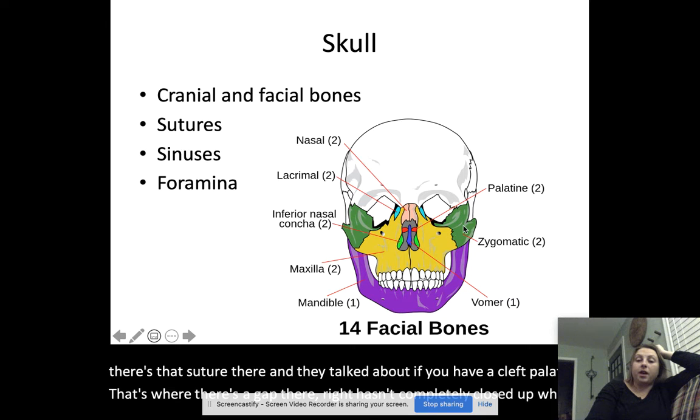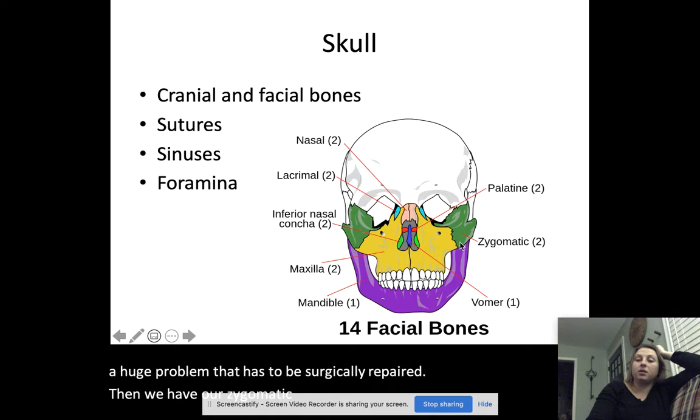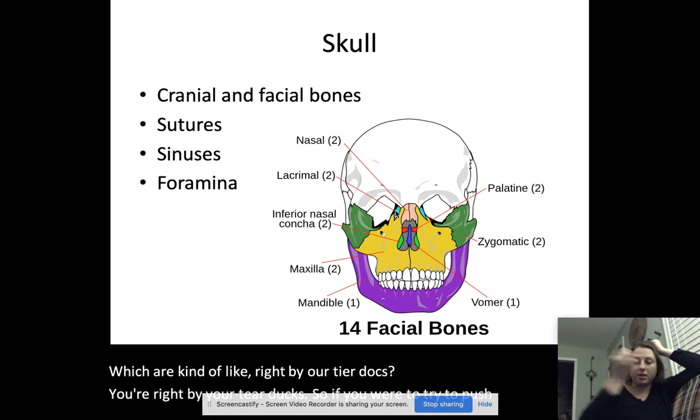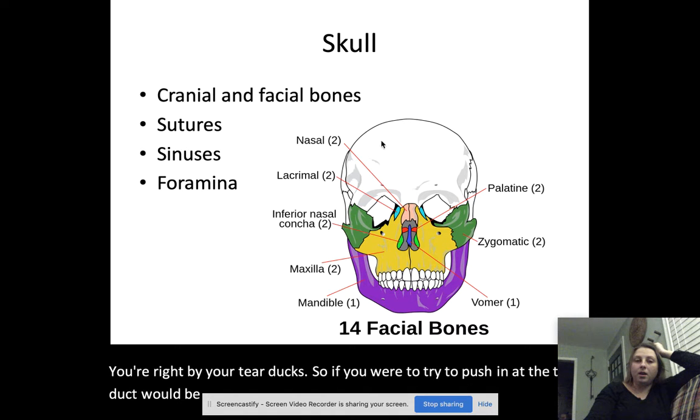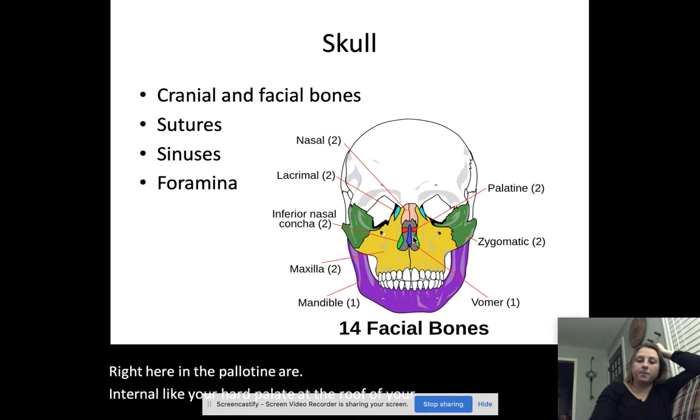Then we have our zygomatic arch, our cheekbones. Okay, zygomatic. All right. And then we have lacrimal, which are right by our tear ducts. So if you were to try to push in at the tear duct, you'd be pushing on the lacrimal bone there. Then you have nasal bones right here. And the palatine are internal, like your hard palate at the roof of your mouth, right? That makes up part of your palatine.